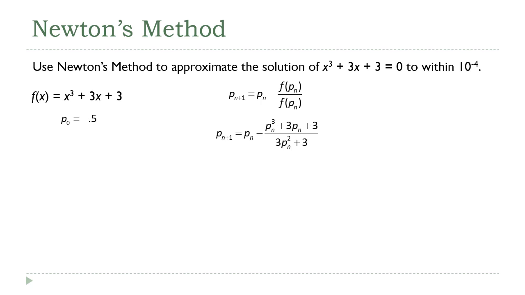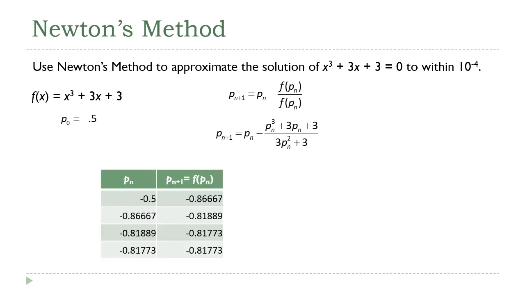All right, so now it's really just calculator work or Excel or whatever program you like to use to do these repeated calculations. And if we do that, right, I'm going to put -0.5 into the right-hand side of the formula here, and that's going to give me P1 is equal to -0.86667. That becomes the new P sub n. You keep doing this iteratively, and you see it only takes 3 sets of calculations before we've narrowed this down to the point where the first 4 decimal digits have stopped changing.